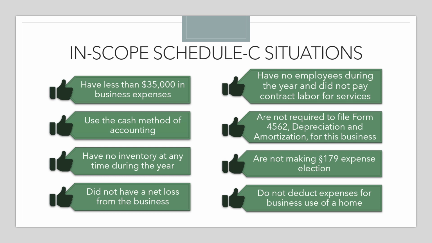They can't be required to file Form 4562, and that's the form for depreciation and amortization. So any businesses that require depreciation or amortization are out of scope for us. And that also includes any businesses that are wanting to make a 179 expensing election, where they would be expensing items that would normally be depreciated. That particular election is out of scope for us. And then the last one is that they can't be trying to deduct any expenses for the business use of a home.